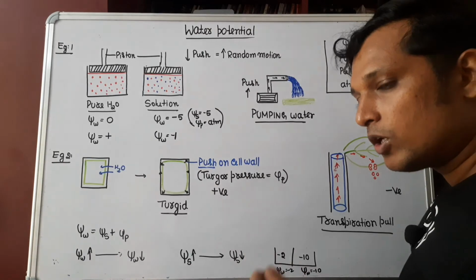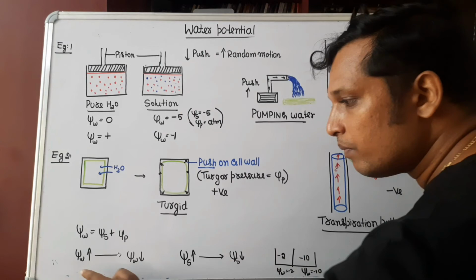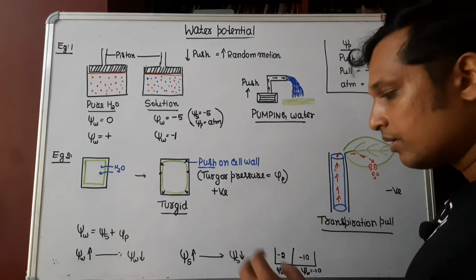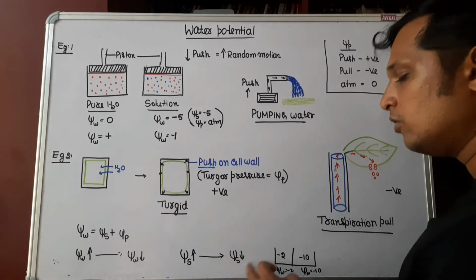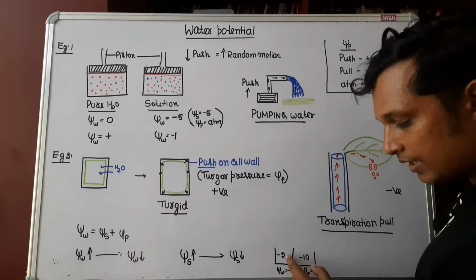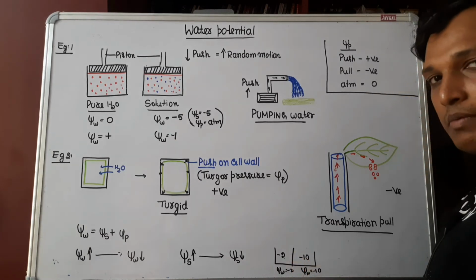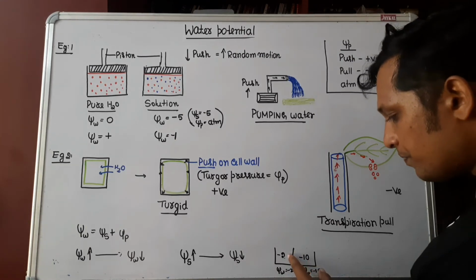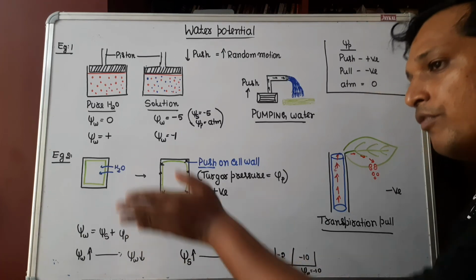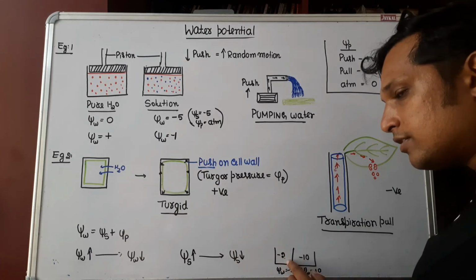Based on that, water moves. If you consider water potential, water moves from higher water potential to lower water potential. What about solute potential? Water moves from higher solute potential to lower solute potential. How? Let us take the example. Say that there are two solutions containing solute. One is having minus 2 solute potential, another one is having minus 10 solute potential. So minus 2 means it is almost near to the 0. Minus 10 is away from the 0. More negative means more solutes are there. Less negative means less solutes are there.